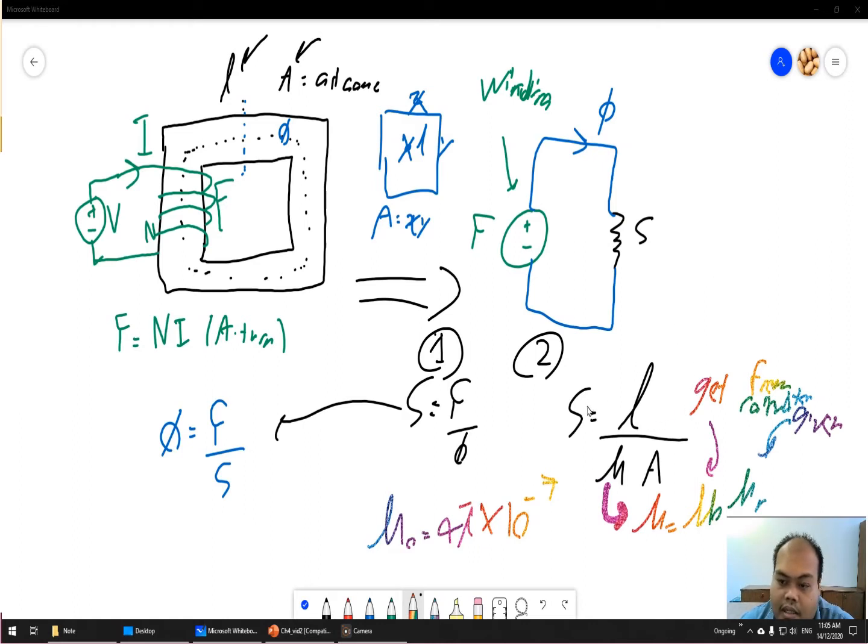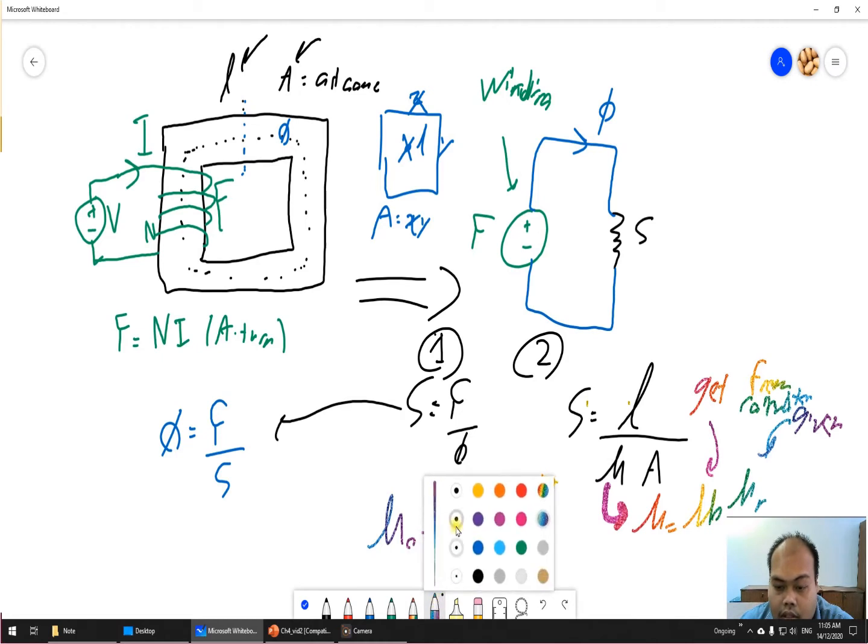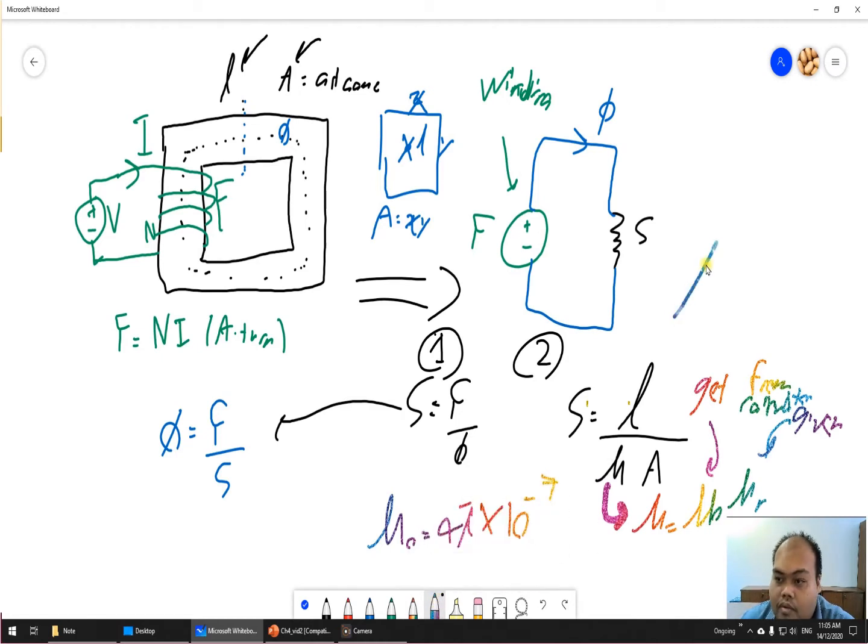So remember, S equals L divided by mu A. And remember also that mu is B over H. If they give the B value and the H value, you can get mu, the permeability. Make sure you know how to get mu and then how to get the reluctance. And mu is mu naught mu r. Make sure you know these equations. You have to memorize everything.